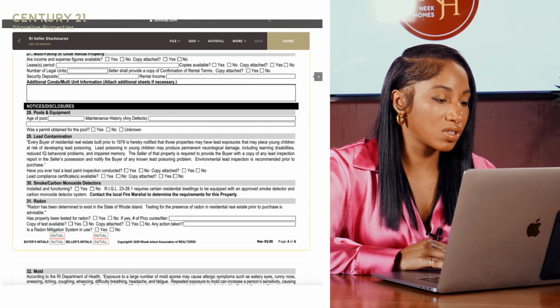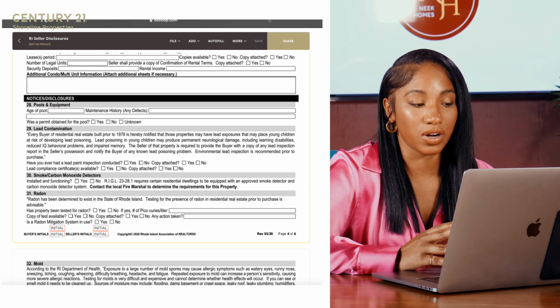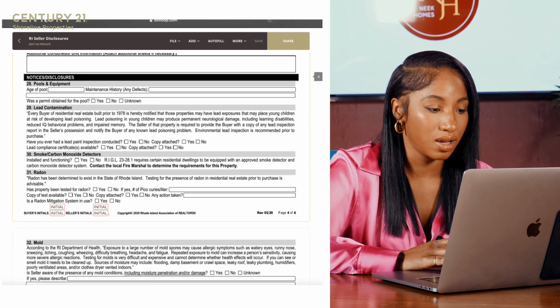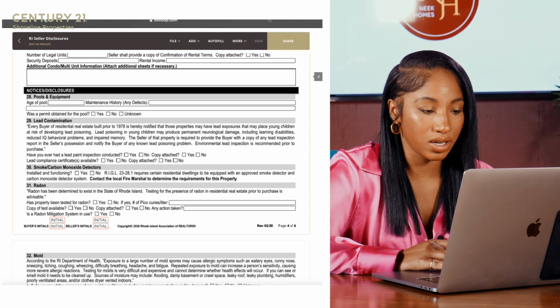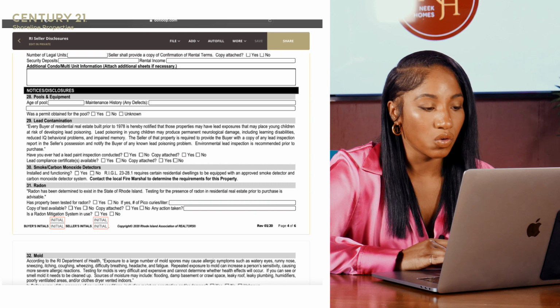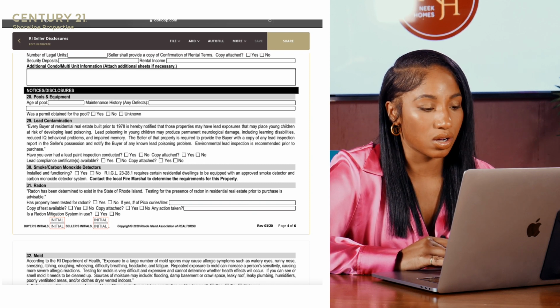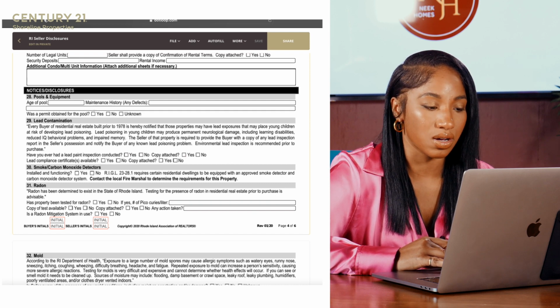And then there's lead contamination. Do you know if there's any lead contamination? If there are any lead compliance certificates, then you might want to attach that. Smoke and carbon detectors, are there any? If you have any, you're supposed to attach them. Radon, has the property been tested for radon? Yes or no? Is there any mold? Do you have any insurance claim history?